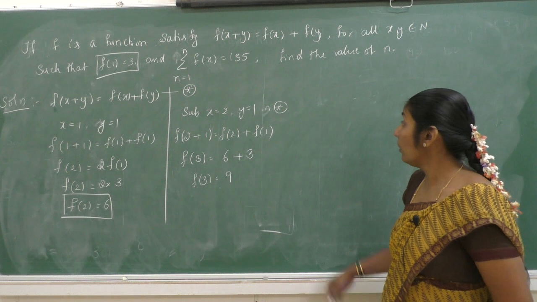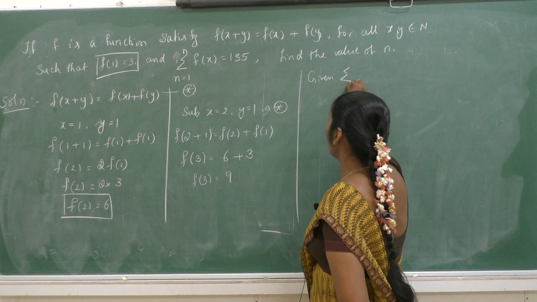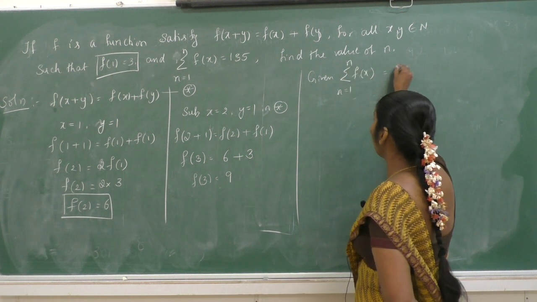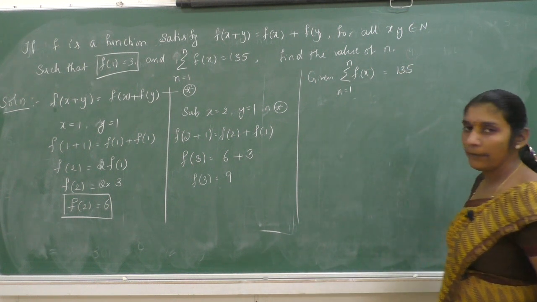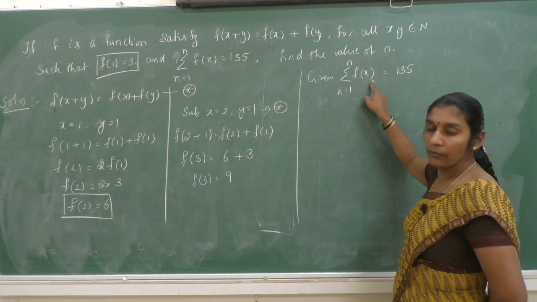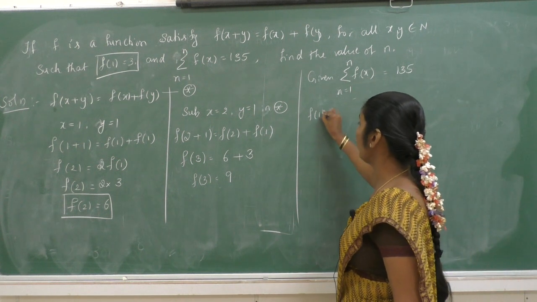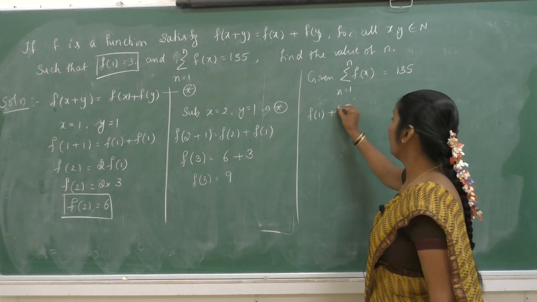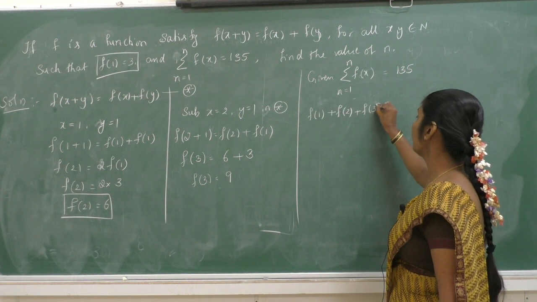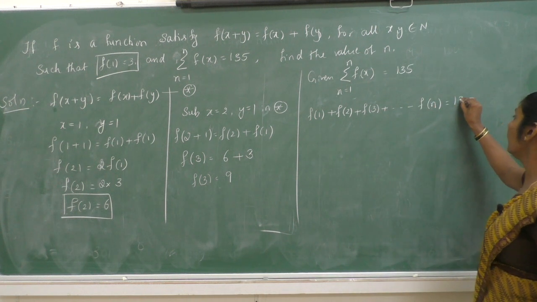Right? So given that, what have they given? Summation f of x where n varies from 1 to n is equal to 135. So how to expand this? Summation n varies from 1 to n f of x. To expand, substitute 1 in place of n: f of 1 plus f of 2 plus f of 3 plus on up to f of n is nothing but 135.